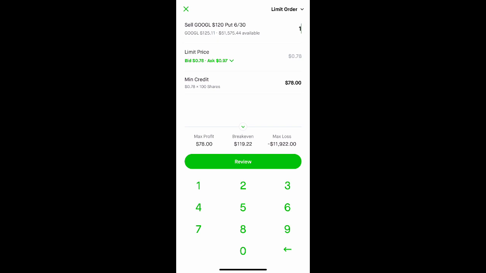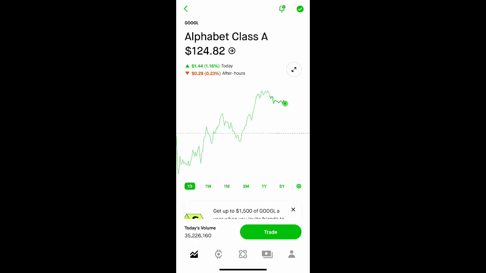one, and then you would choose your price here. The price is a little bit weird right now. It says between 78 cents and 97 cents per share. That's because we're after hours here. It's typically $1 or $2 in the spread there. So you would choose the price that you want to sell it at. And if we did 0.78, you can see it's times 100 shares. So you get paid $78 to sell one put on Google at the $120 strike price for the expiration date of 6/30. So now let's talk about a trade that I just ended today on Google.